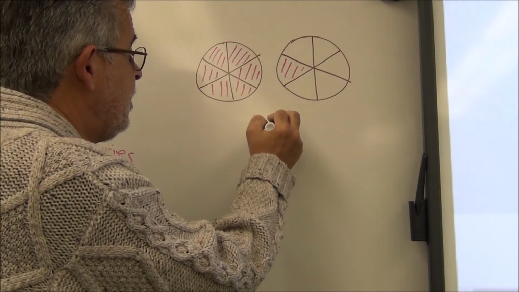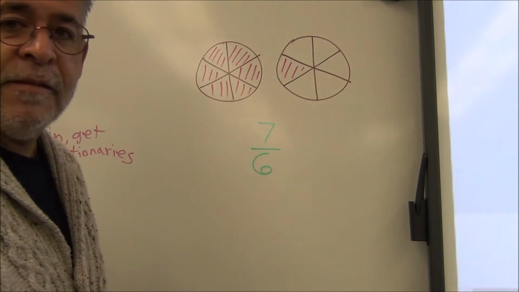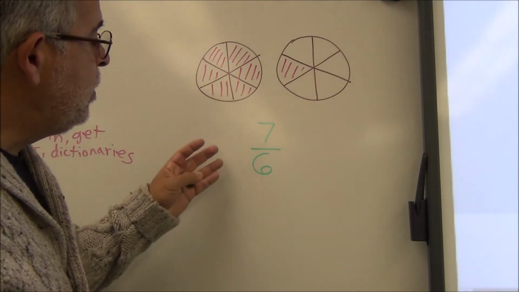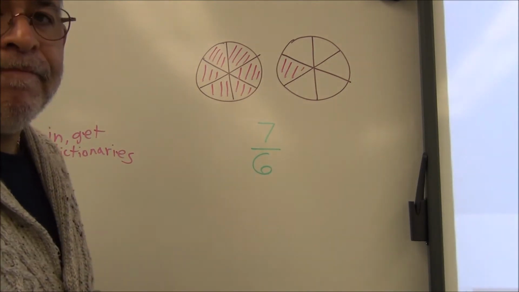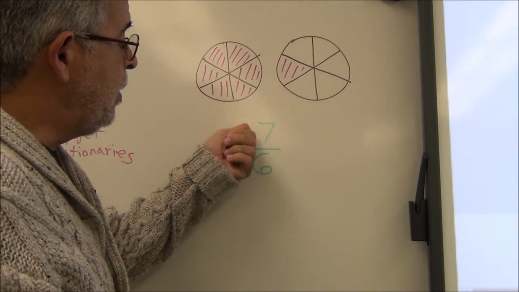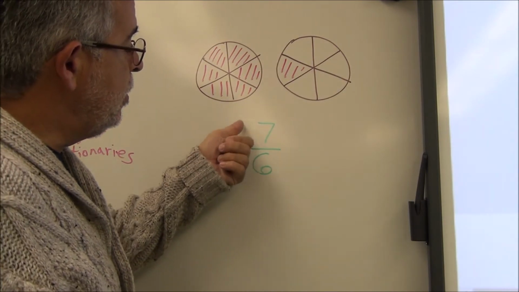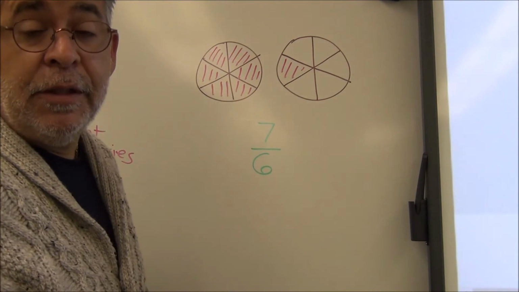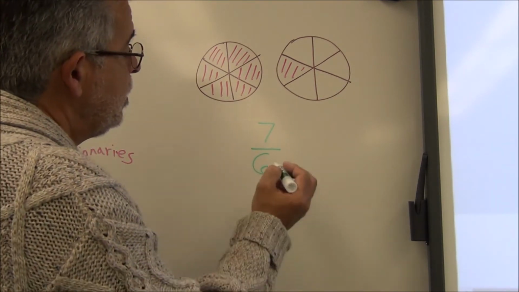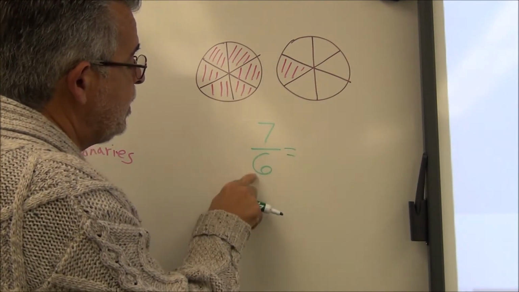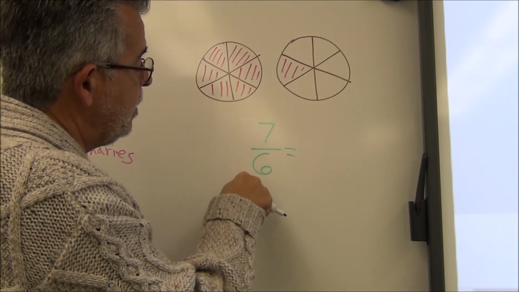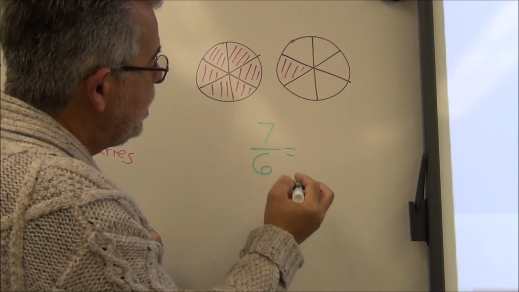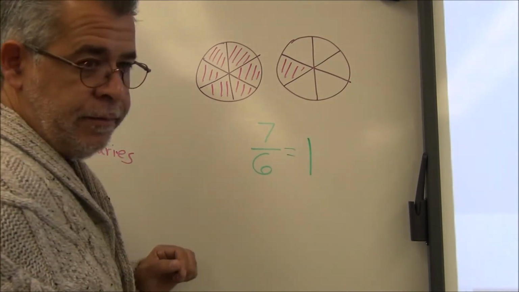I ate 7/6. Okay, that is an improper fraction. So I want to teach you how to fix an improper fraction. An improper fraction is when the denominator is smaller than the numerator. This is the numerator. The numerator needs to be the smaller number. So to fix that, I have to see how many times I can get the denominator out of the numerator. How many 6s can I get out of 7? And the answer to that would be 1.